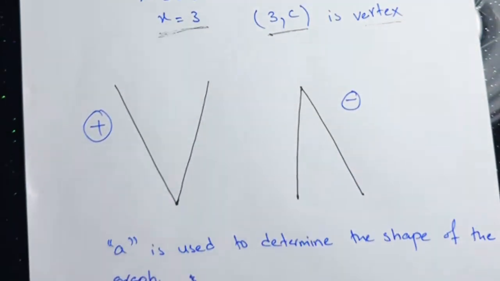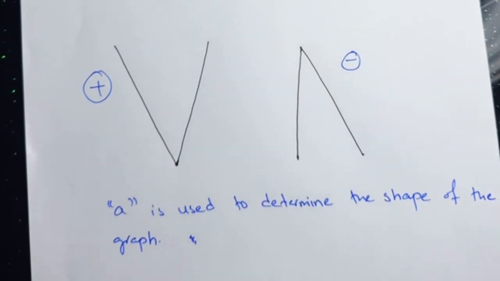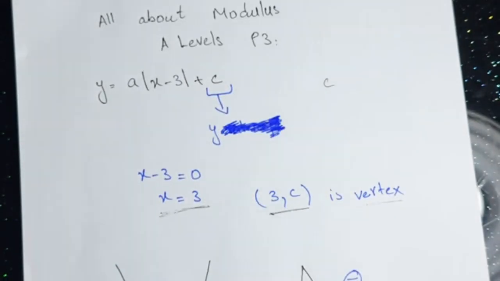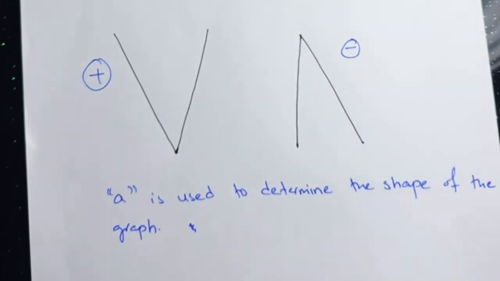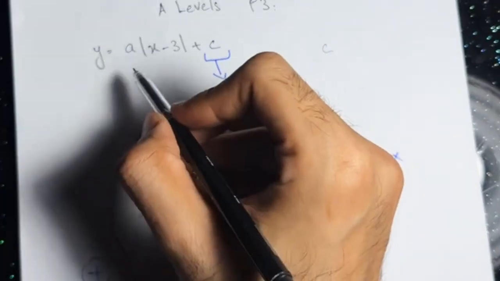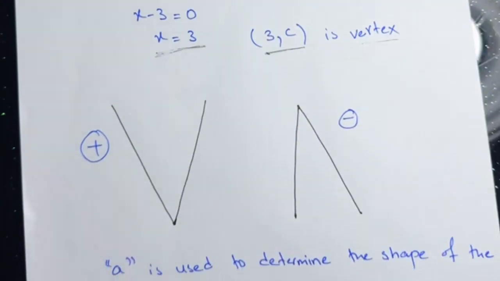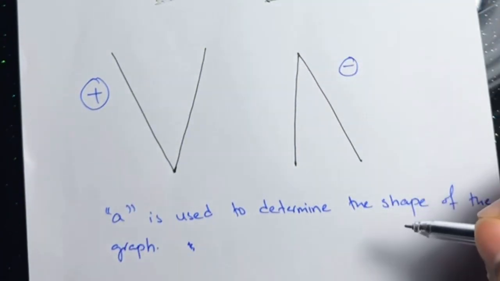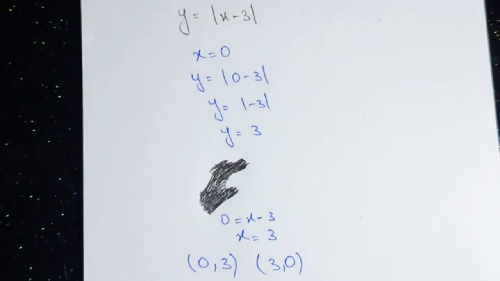Okay, so a is used to determine the shape of the graph. If a is positive, like positive 2, positive 3, positive 4, positive 1, the graph will be a V shape. And if a is negative, meaning negative 1, negative 2, negative 3, it will be a V shape facing downwards. So now we have been provided with the equation y is equal to modulus of x minus 3.